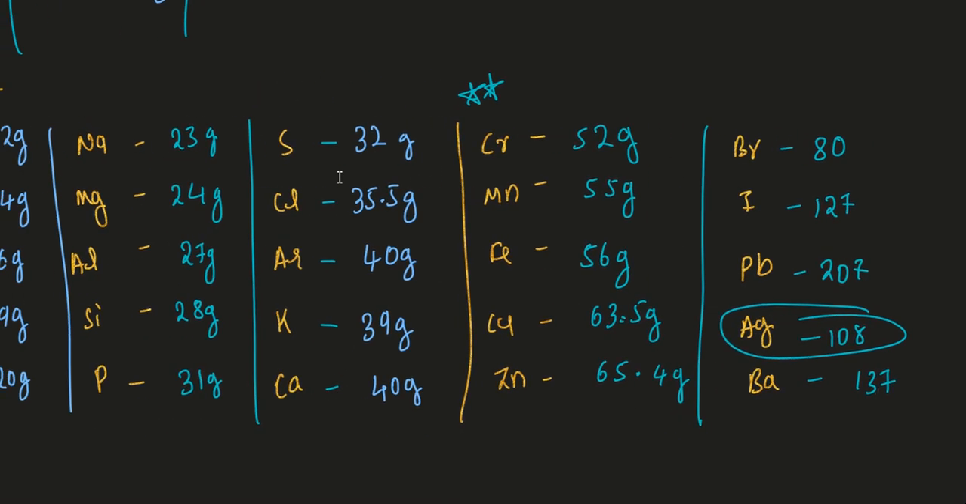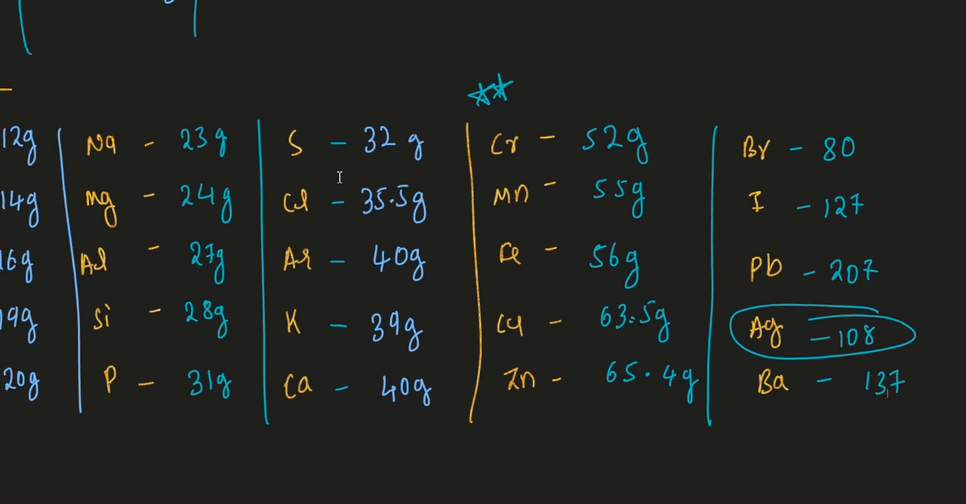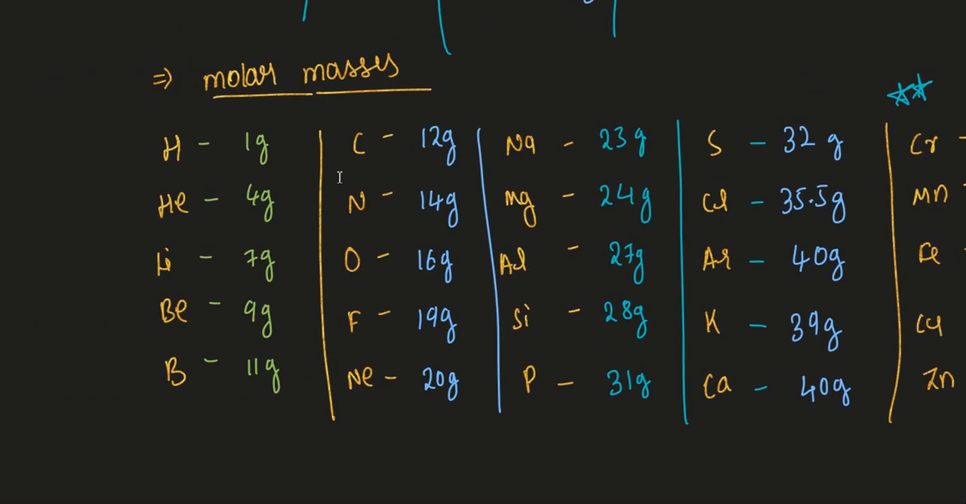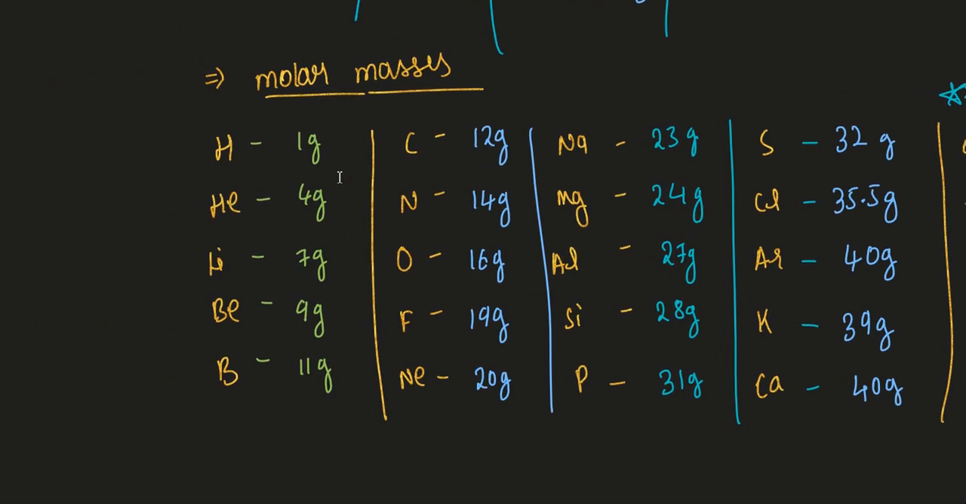You can understand the next class only if you are able to remember these values. So by the next class, try to complete these molar masses, and only then can we complete the numericals in the next class. I hope everyone understood this concept. Thank you.